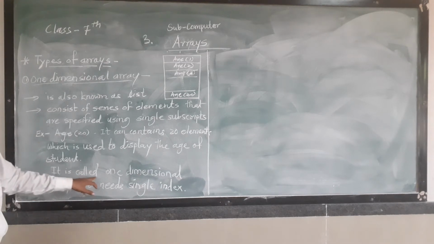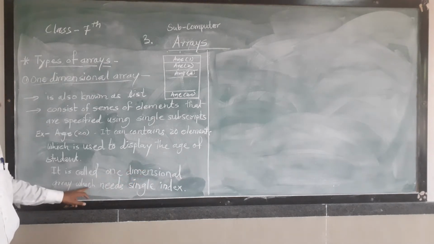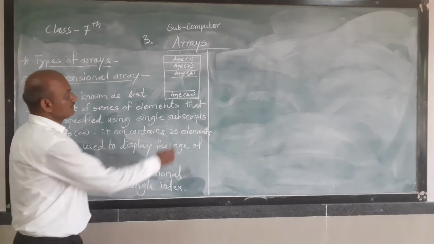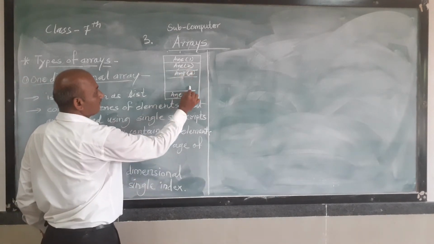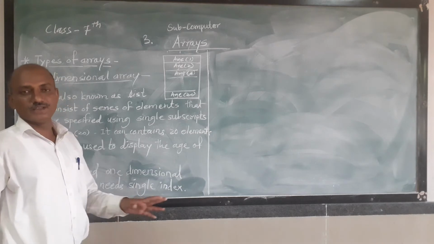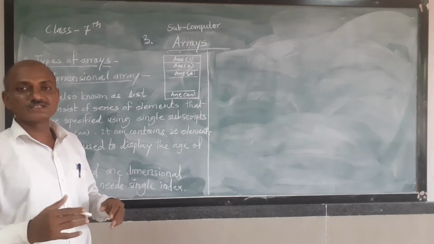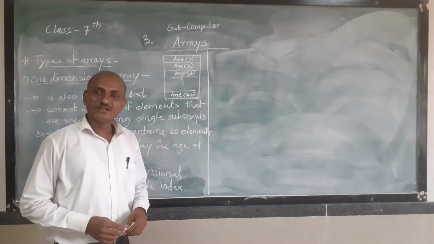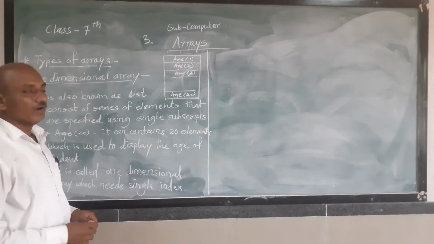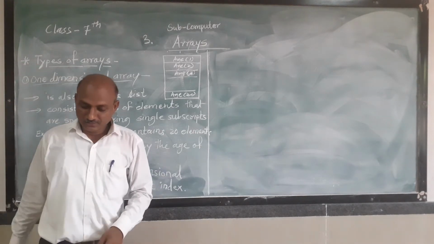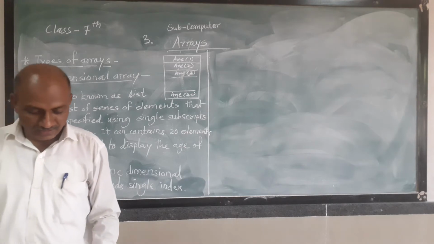Now, it is called a one dimensional array because it needs a single index: 1, 2, 3, 4, 5, 6, 8, 9, 10 up to 20. These are called the index or subscript. Okay, this is about the one dimensional array. Now, the two dimensional array.